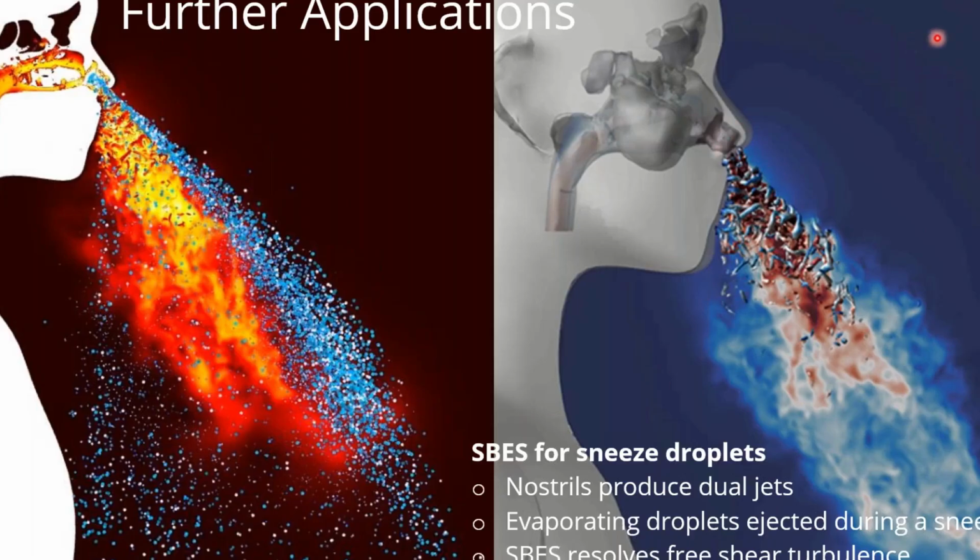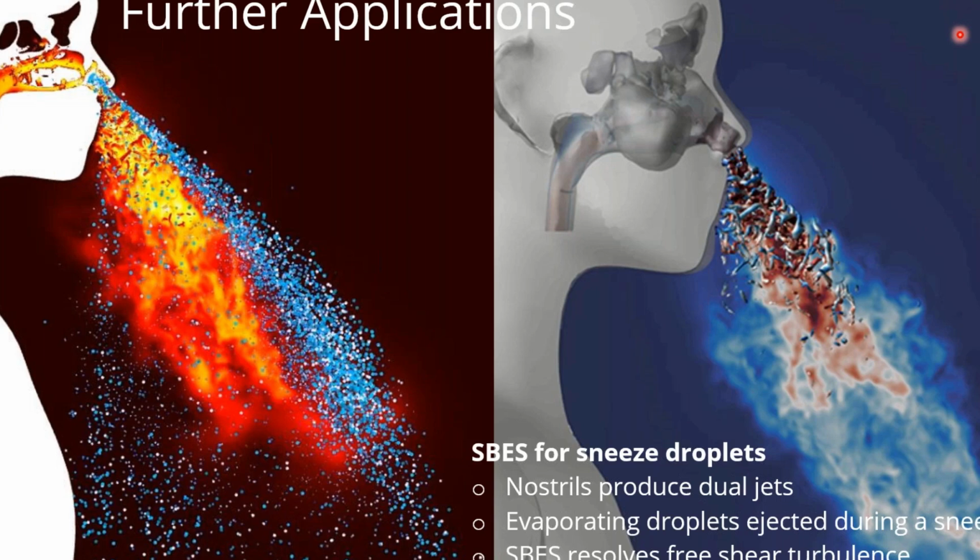Another application is looking at sneeze droplets. So this was done in the period of COVID. Patients who were presenting at clinics may have their nasal cavities inspected, and they may find some irritation in the nose and start to sneeze. So what we find is the nostrils produce two jets, and we look at the evaporating droplets that are ejected during a sneeze.